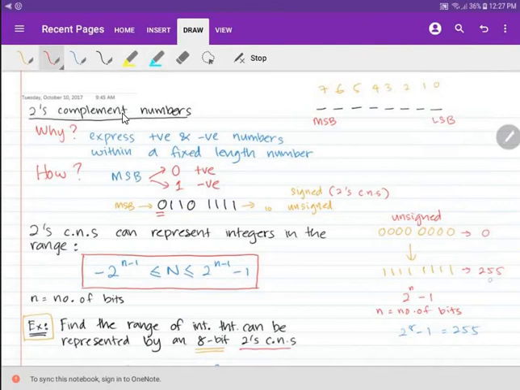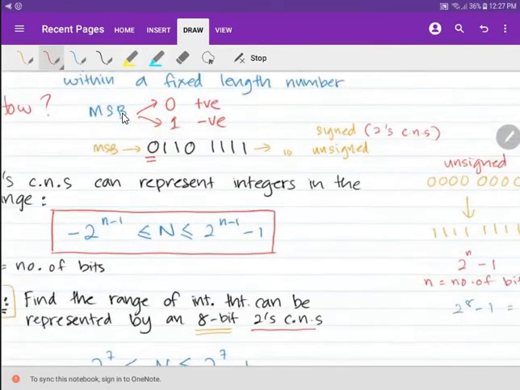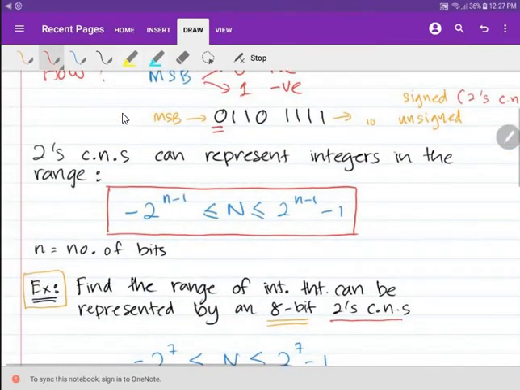Now what if it's signed? When it is signed, the range of numbers changes, because the range will also represent negative numbers, right? And therefore you can follow this particular formula. If you miss something that you want to write, just let me know, then I'll shift back the page. The best part of using a tablet is I can enlarge my fonts as I wish, so that's nice.